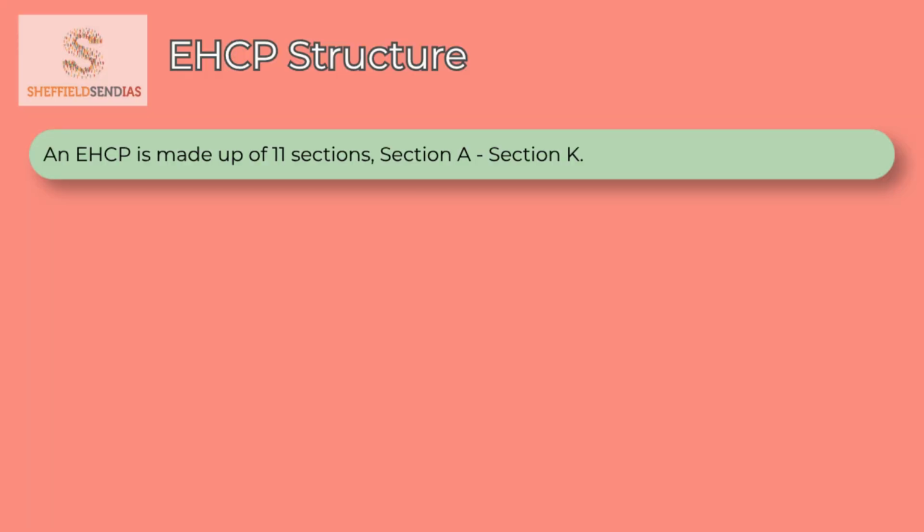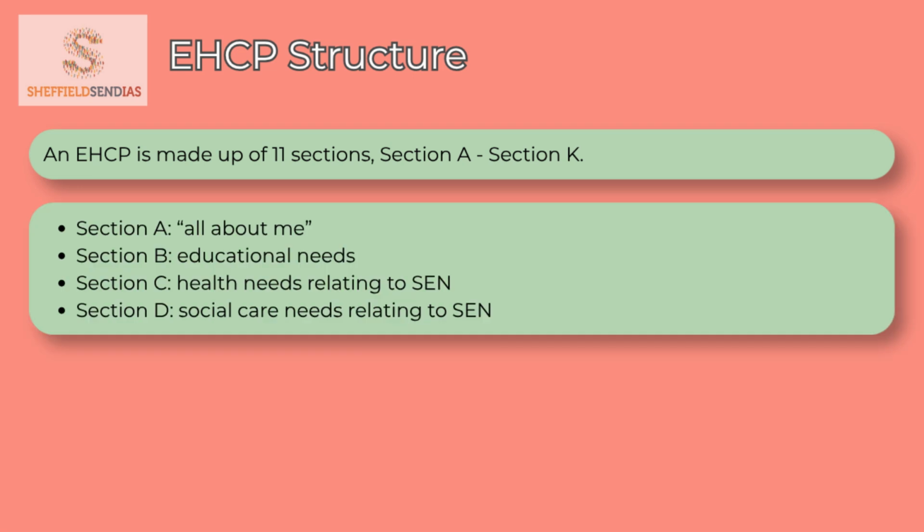An EHCP is made up of 11 sections going from Section A to Section K. Section A is the All About Me section. This talks about your views and your child's views and their interests and aspirations. Section B is the description of your child's special educational needs. Section C is the description of any health needs relating to your child's special educational needs. Section D is the description of any social care needs relating to their special educational needs.